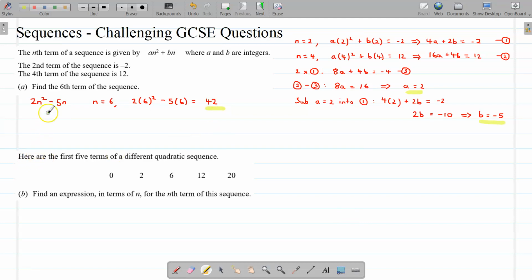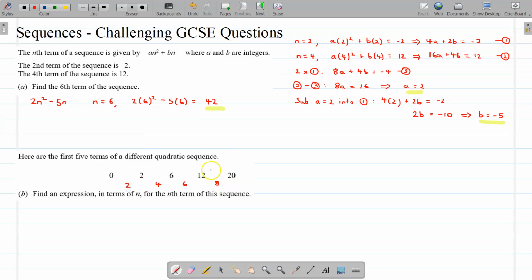Now the second part of the question is about a different quadratic sequence, and here it is. I'm going to use the algebraic method to find the nth term rule for this sequence. Look, it's a quadratic sequence because the second difference is 8. So the first difference is 8 there, it's 6 here, it's 4 here, it's 2 here.